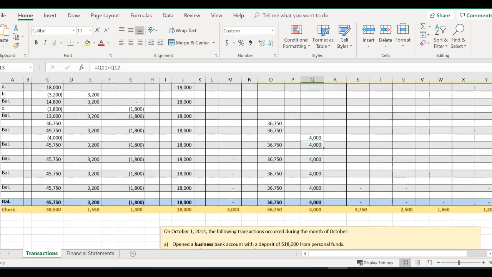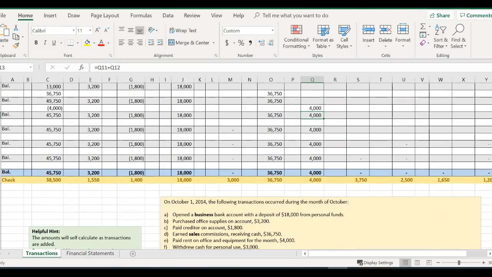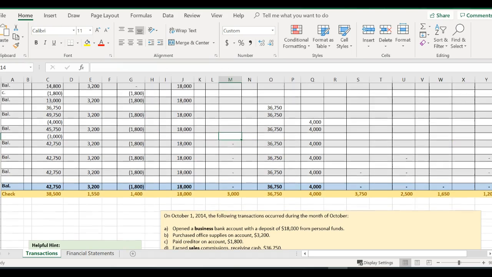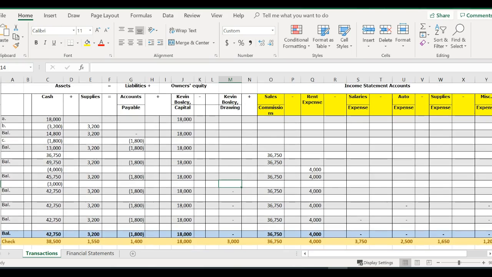So now go down. What's my next one? I withdrew cash for personal use. So that's a no-brainer. It's a negative 3,000 here in cash. But now I've got to, and I'm on this line, I've got to find the withdrawal account, which is right there, and sometimes it's called a drawing account. And that is going to be $3,000. So we're getting close here, right? Can you see what we're doing?